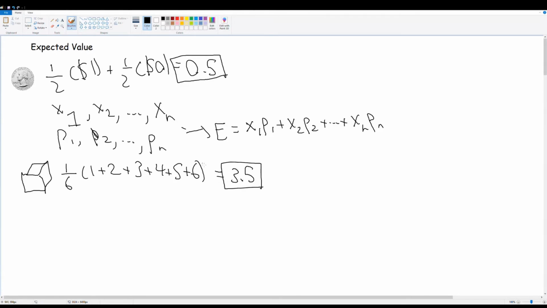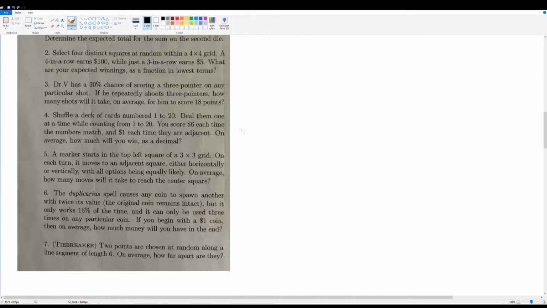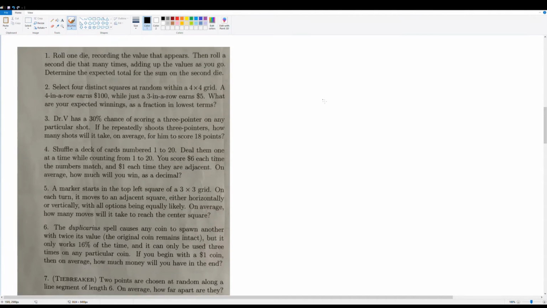So now we're going to look at a few problems that I have here. We're just going to work through some of them. So we have number 1. Roll one die, recording the value that appears. Then roll a second die that many times, adding up the values as you go. Determine the expected total for the sum on the second die.